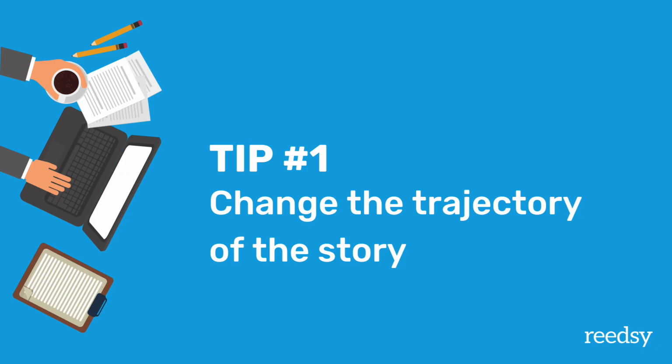So how do you write an effective midpoint? Here are a few tips. First of all is to change the trajectory of the story. Even if the character's goal is the same from here on out, like in The Hunger Games, Katniss's goal beforehand was to survive and win the games, and after the midpoint it's still to survive and win the games. But she's had a change in perspective that's going to change the trajectory of the story.